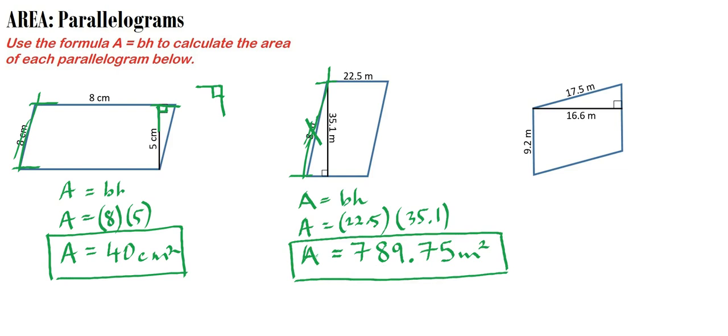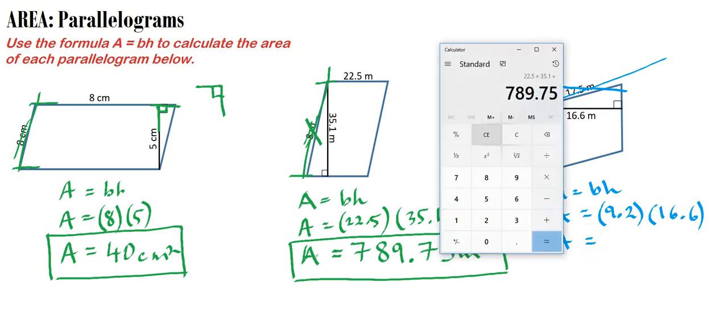Okay, and so for the last one over here, let's go with A equals base times height. A equals, I can see that this line is not at 90 degrees to any other side, so get rid of that. So the base, let's call it 9.2. The height, 16.6. Okay, we're going to use our calculator again, so let's do that.